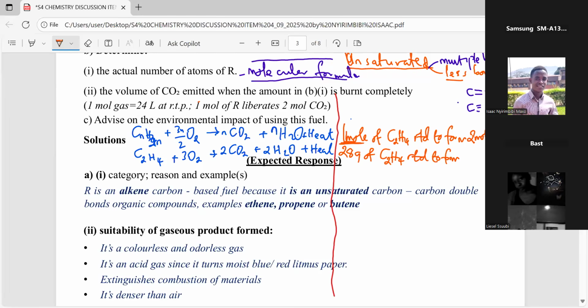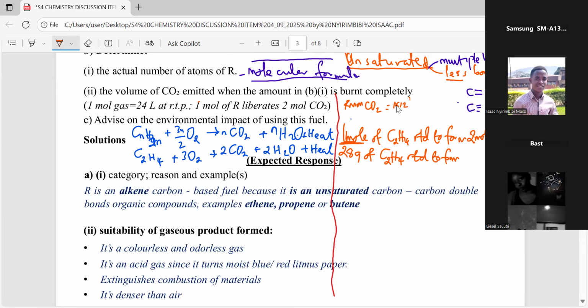They reacted to form 88 grams of carbon dioxide. Where are you getting 88? You know how they said that 1 mole gives you 2 moles. So that means if the molecular mass for carbon dioxide is 44, 1 mole gives you 2 moles. So that's 88, basically 44 times 2.